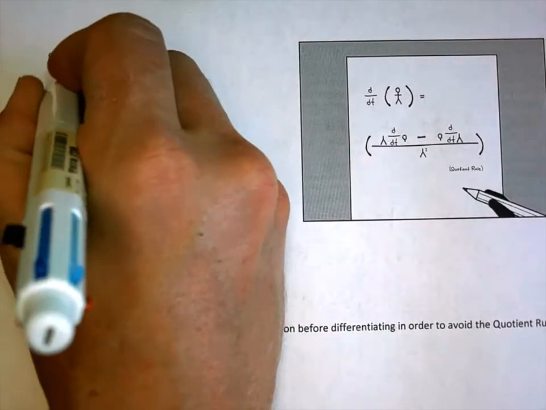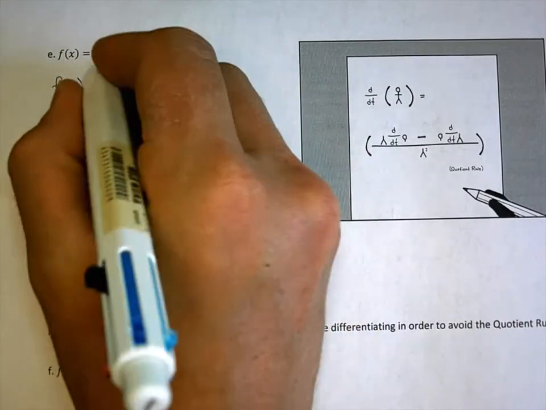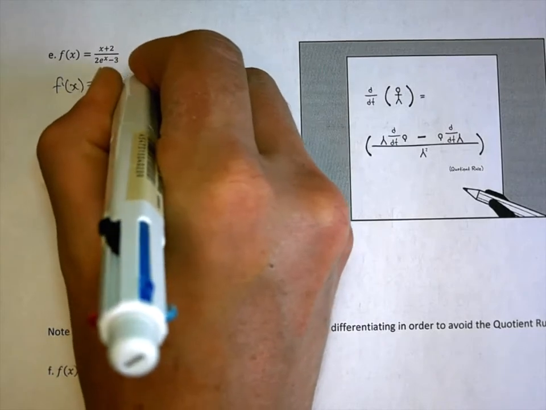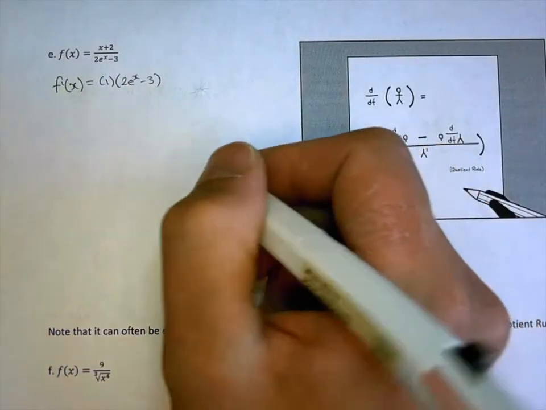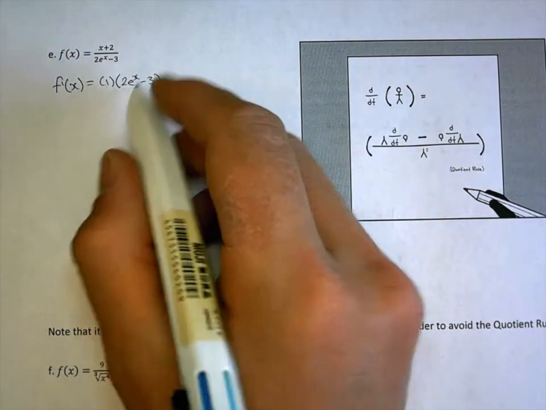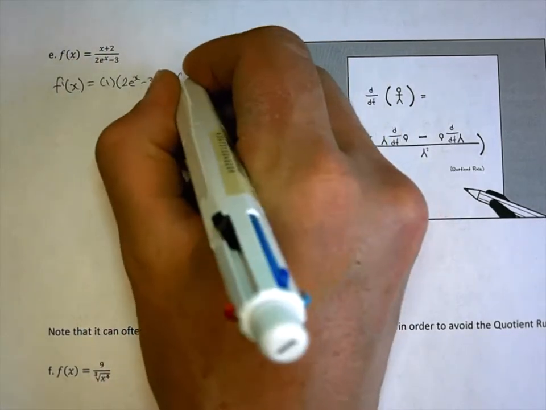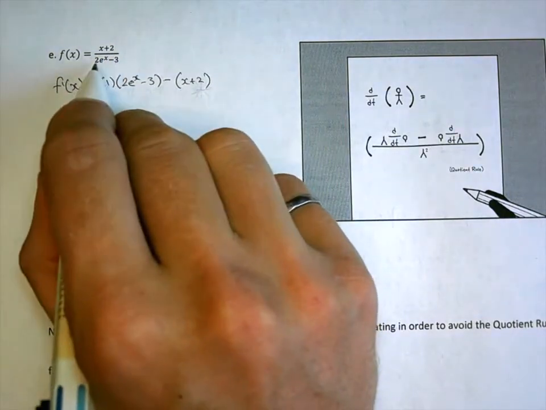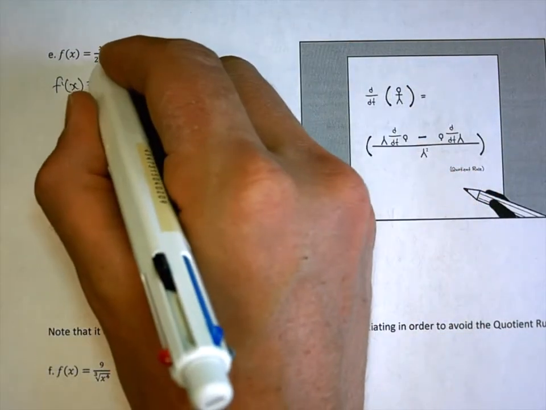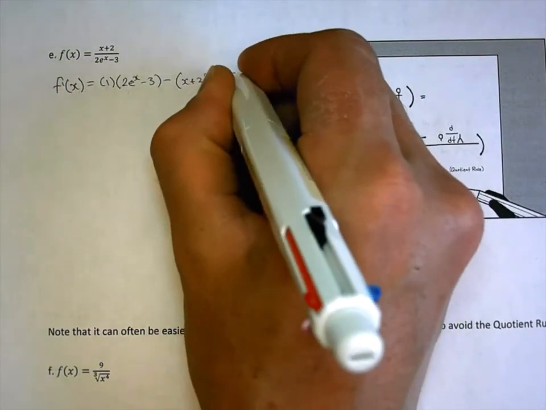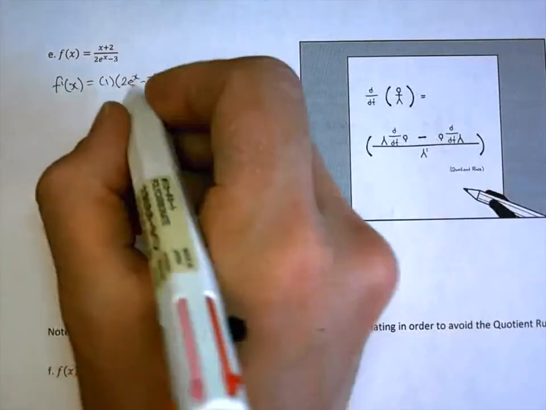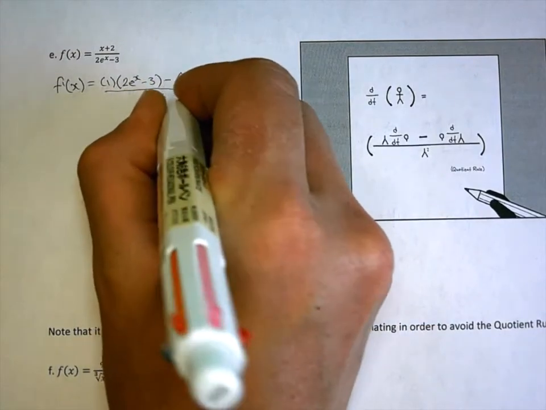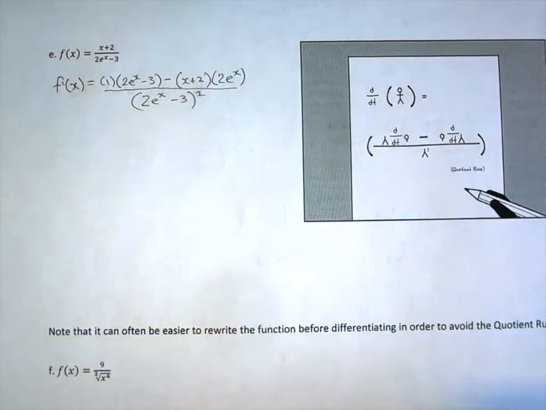Okay, so now let's do the derivative of this quotient rule. So I have derivative of the top, which is 1, times, ooh, an exponential, natural exponent, 2e^x minus 3, minus the top, x plus 2, times the derivative of the bottom. The derivative of 2e to the x is just 2e to the x. Remember how the derivative of the exponential is just the exponential. Then I have the bottom, all squared.